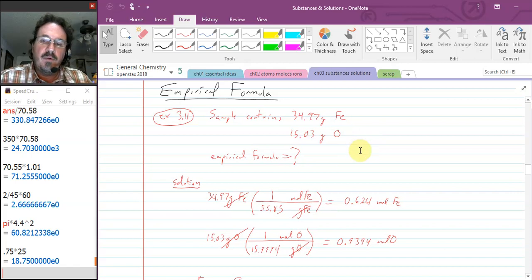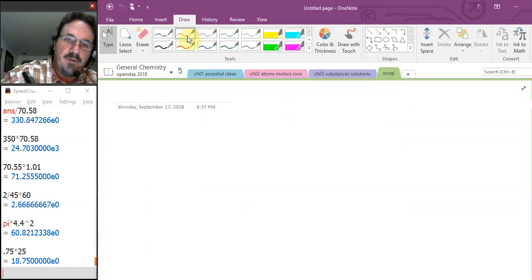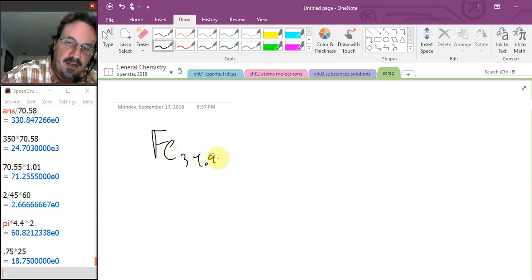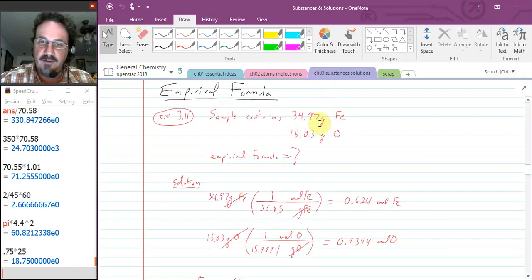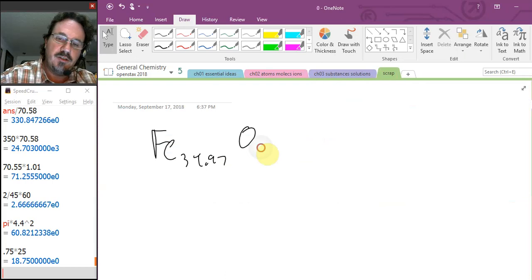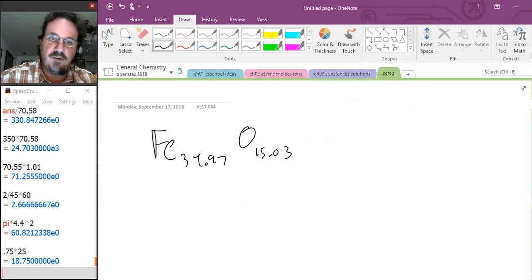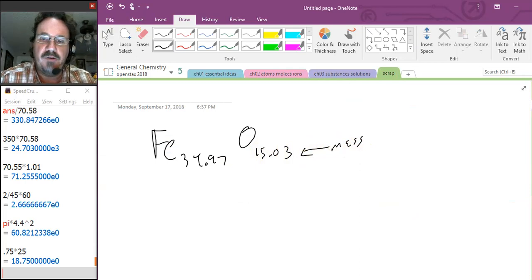Notice that when we write a formula, it would be wrong for me to write, hey, iron has 34.97, so let me just go to some scrap paper here. It'd be wrong to say, hey, I've got iron 34.97, and I've got oxygen 15.03. There's the formula. No, that's wrong, because those numbers there are mass, and we don't write the formula of compounds by mass.